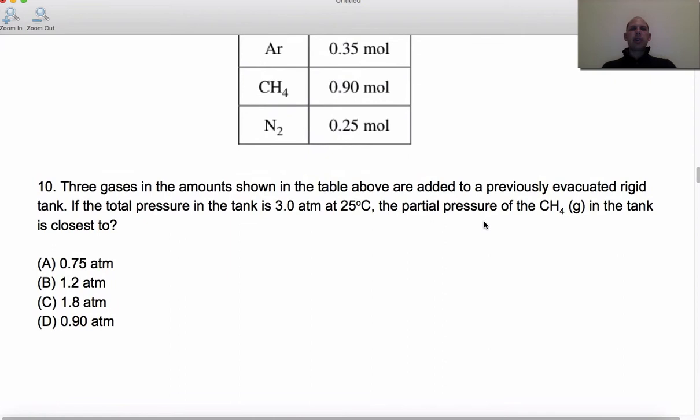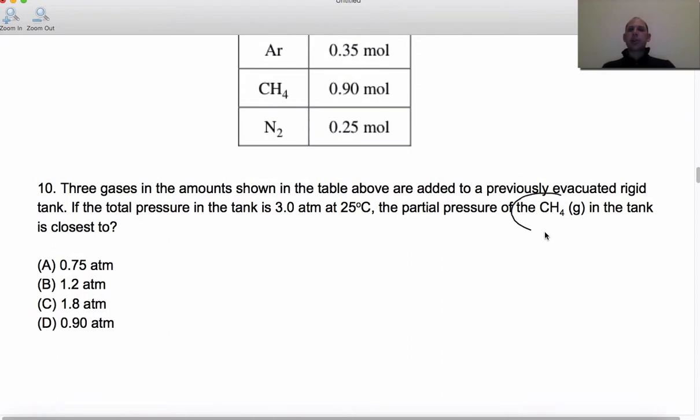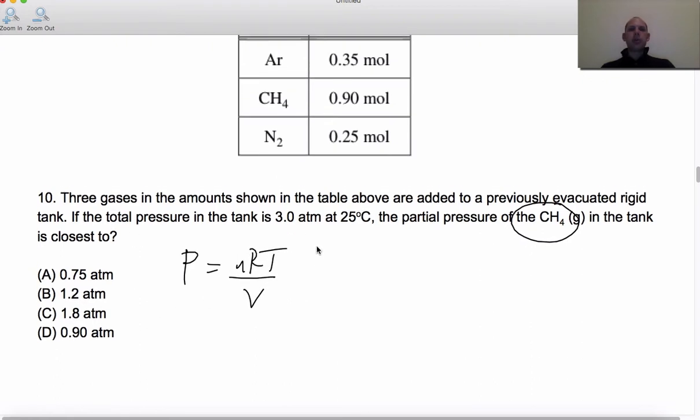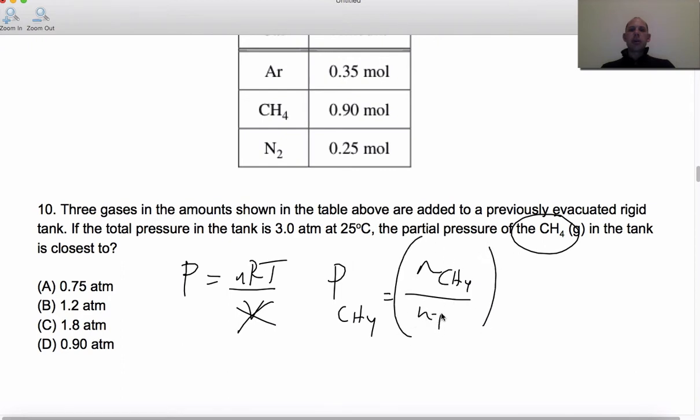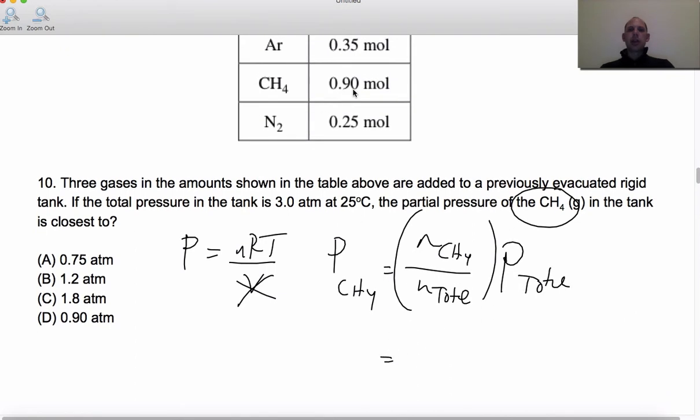And 10. 3 gases are shown. What's the partial pressure of CH4? So initially, we're going to try and do PV equals nRT here, but we realize we don't have enough information. We don't have the volume. So in this case, we're going to do a partial pressure calculation, which is going to say that the partial pressure of CH4 is going to be equal to the moles of CH4 divided by the total moles multiplied by the total pressure.